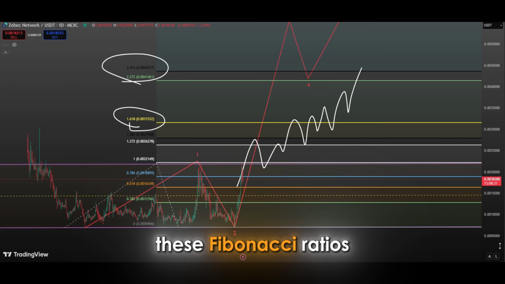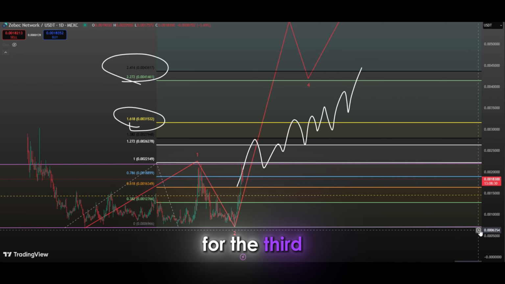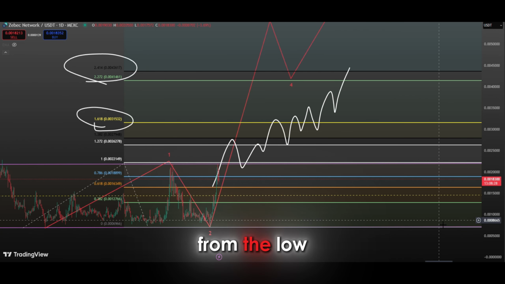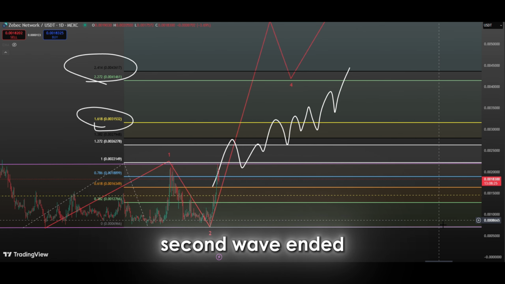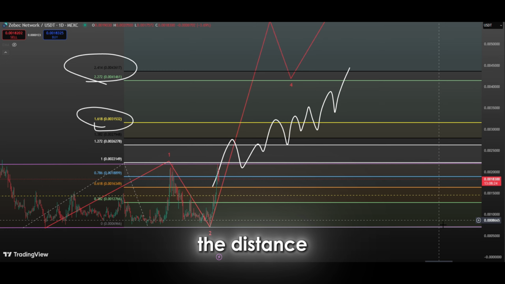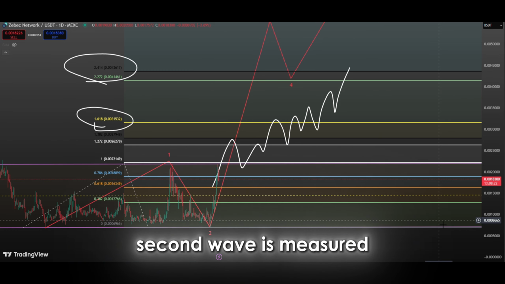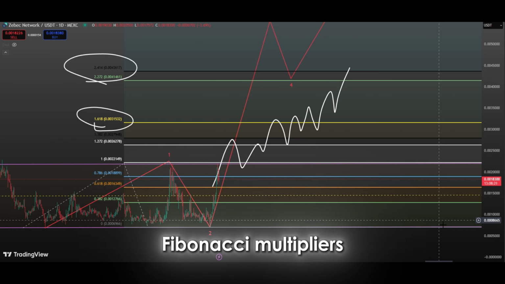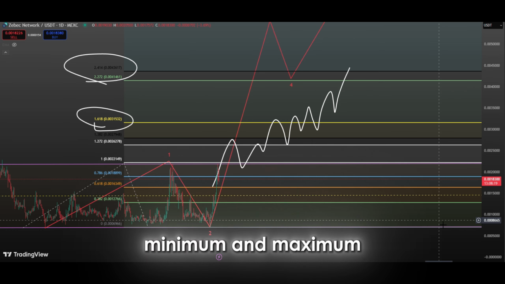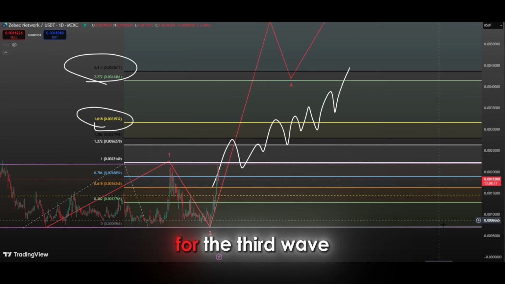These Fibonacci ratios reveal the potential targets for the third wave of price action from the low point where the first wave started to the correction level where the second wave ended. In other words, the distance between the first wave and the second wave is measured and multiplied by Fibonacci multipliers to estimate the minimum and maximum target zones for the third wave.